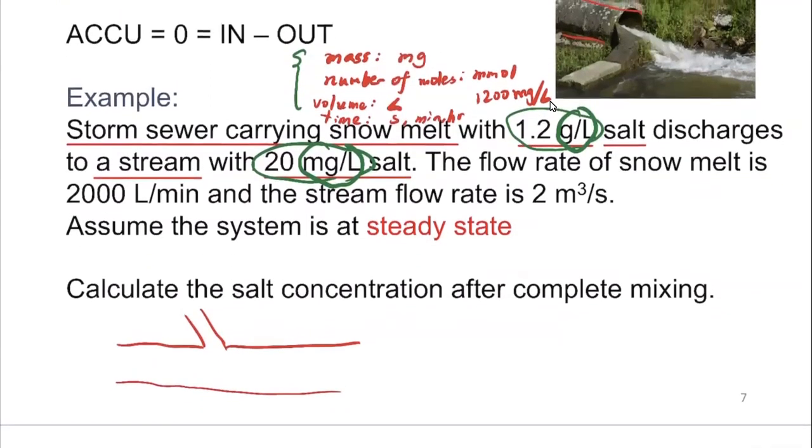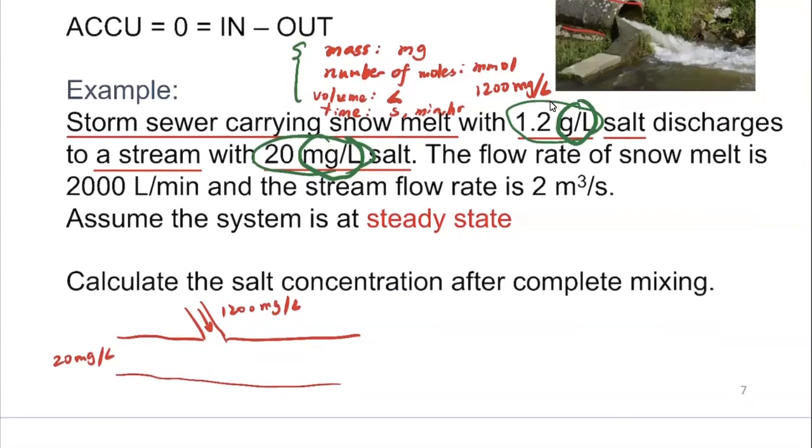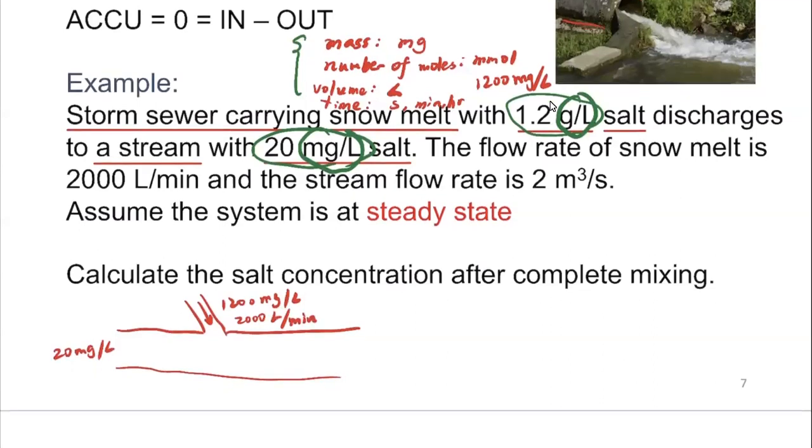We have salt water, or the storm sewer water, that contains 1200 milligram per liter of the salt. For the stream, we have 20 milligram per liter of the salt. The flow rate of the snow melt is 2000 liter per minute, and for the stream flow, it's 2 meters cubed per second. Again, you need to notice that the units are different. One is liter per minute, and the other is meter cubed per second.